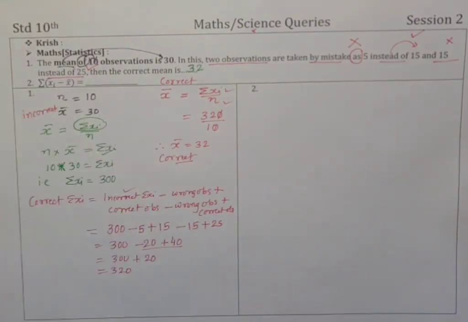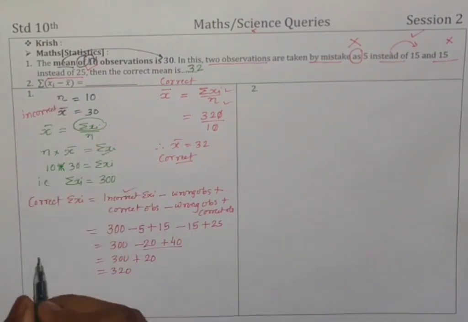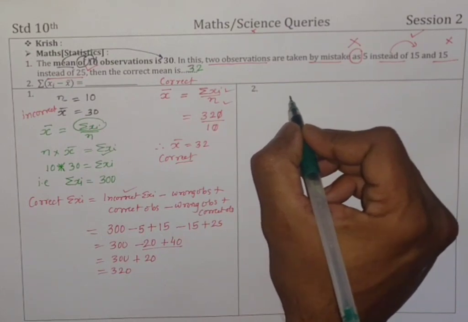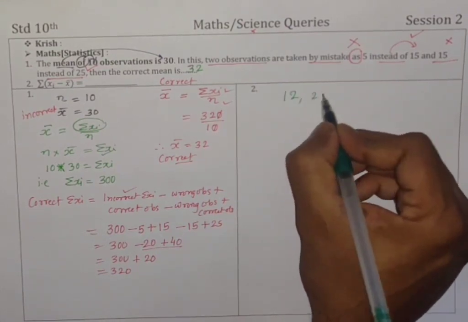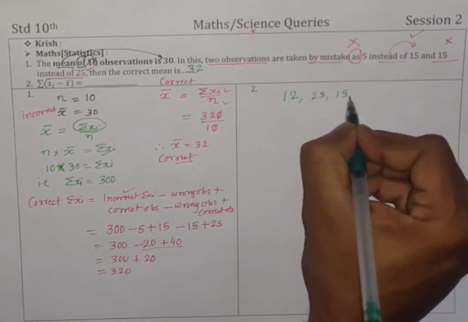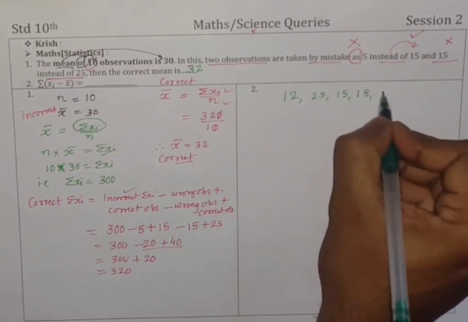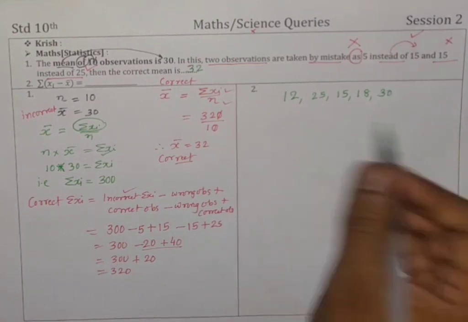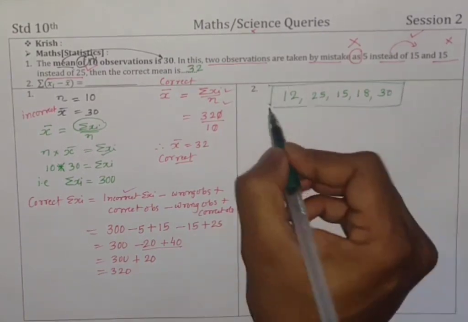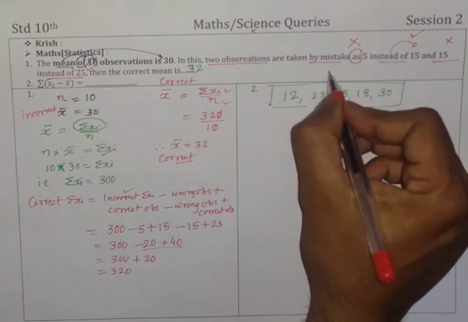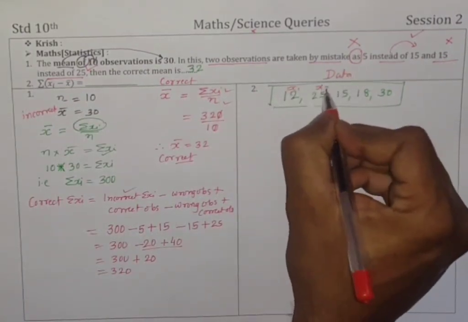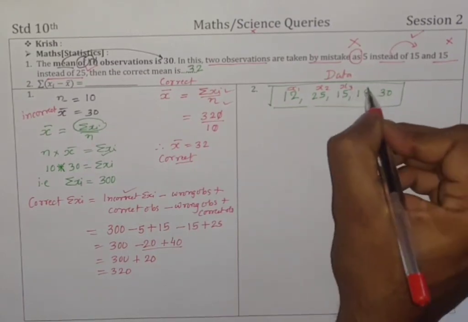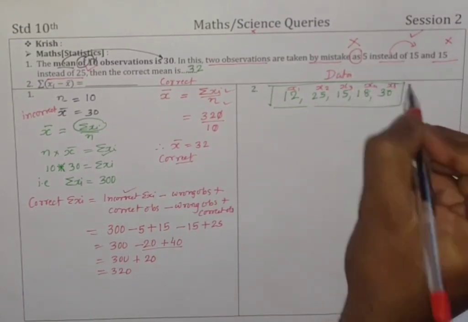Sum of deviation. This is called deviation. Let us understand it a little. Children, I am going to choose one data of 5 observations: 12, 25, 15, 18 and 30. This is one data having 5 observations. Correct? This is one data given to you. Observation 1 is x1, observation 2 x2, observation 3 x3, x4, x5.